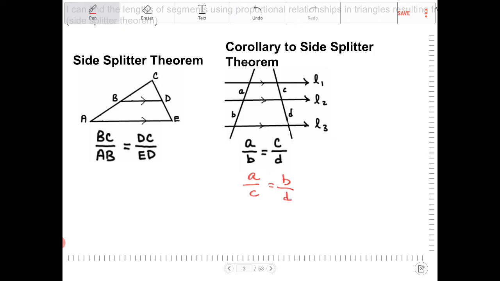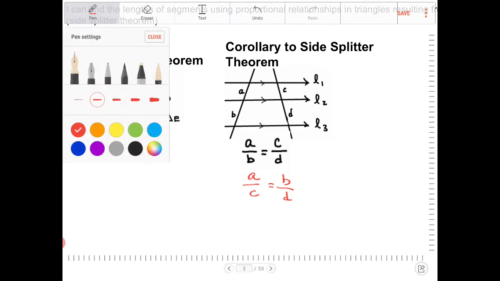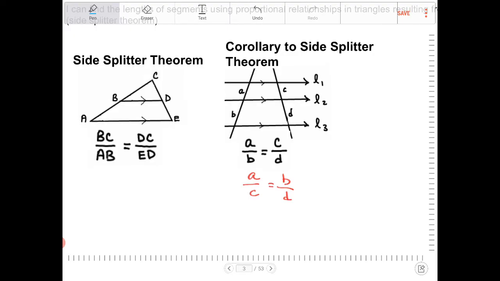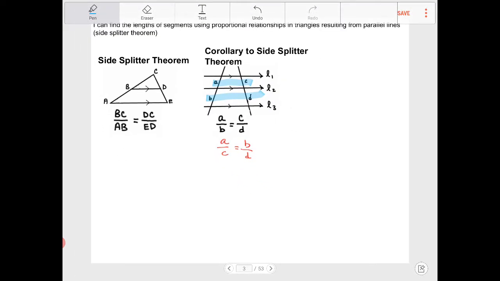Can you see that algebraically this is also equivalent? If I were to cross multiply, I'll end up with A over C is equal to B over D. Another way of thinking about that is geometrically: you can compare not only AB to CD, but you can also compare things across, A to C is to B to D. See how versatile the Sidesplitter Theorem can be?